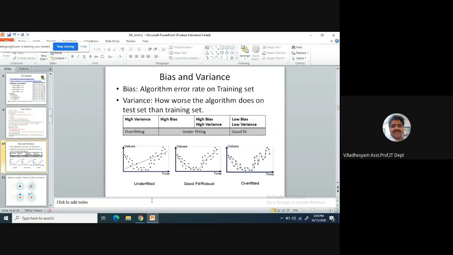The difference is 1%. That is called variance. Every time it is expected to have a low bias and low variance. That is called good fit. If it is high bias and high variance, then it is underfit. Underfit means we are unable to fit a line, or we are unable to construct a model.